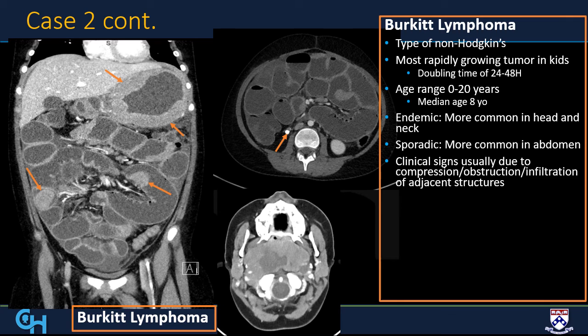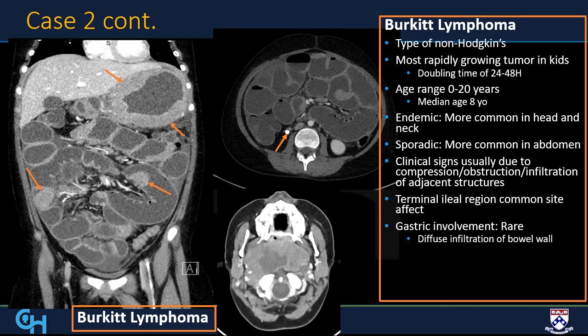Clinical signs are usually due to compression, obstruction, and infiltration of the adjacent structures. The ileocecal region is the most common site affected, typically because it has the highest concentration of lymphatic tissue, and colonic and gastric involvement is quite rare. Gastric involvement usually shows diffuse infiltration of the gastric wall, like in our case. Intestinal involvement can show diffuse thickening of the bowel wall or a more focal mass. It can trigger an intussusception and lead to a bowel obstruction, also like in our case.